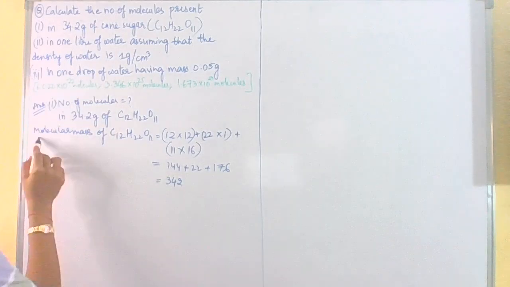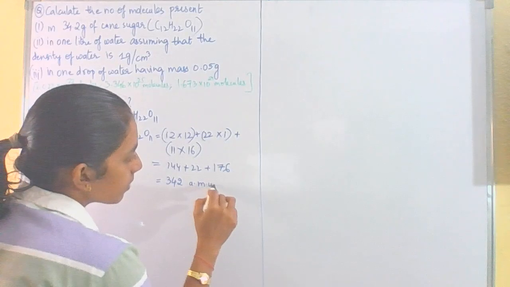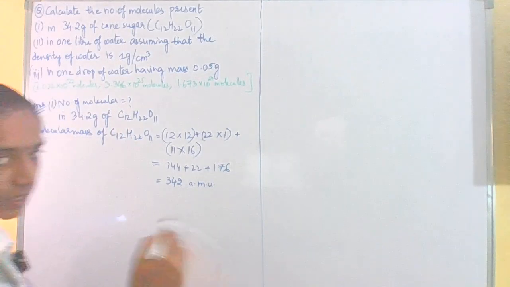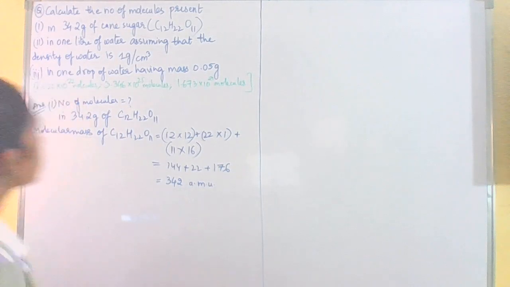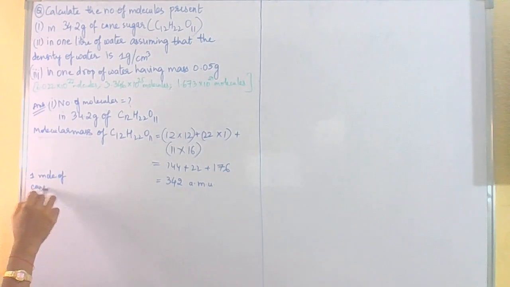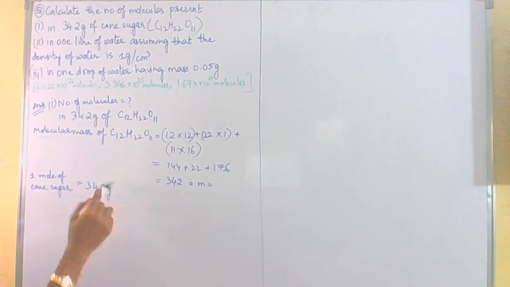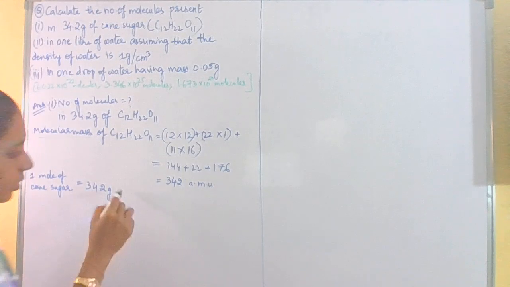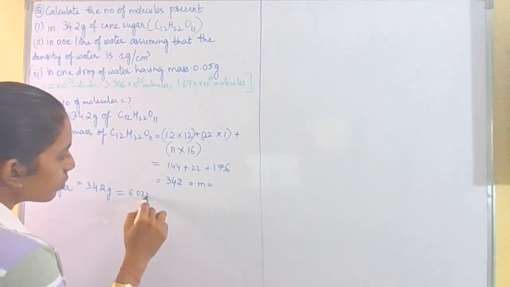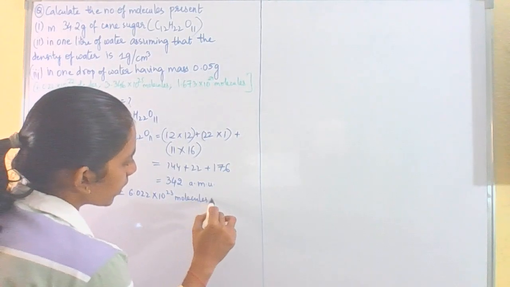Okay, as it is a molecular mass, you should not write it as grams, you should write it as atomic mass units. When we mention it in grams, we can write it as 342 grams. Now, 1 mole of cane sugar is equal to 342 grams. This is the gram molecular mass of cane sugar, which is equal to 6.022 into 10 to the power 23 molecules of cane sugar.